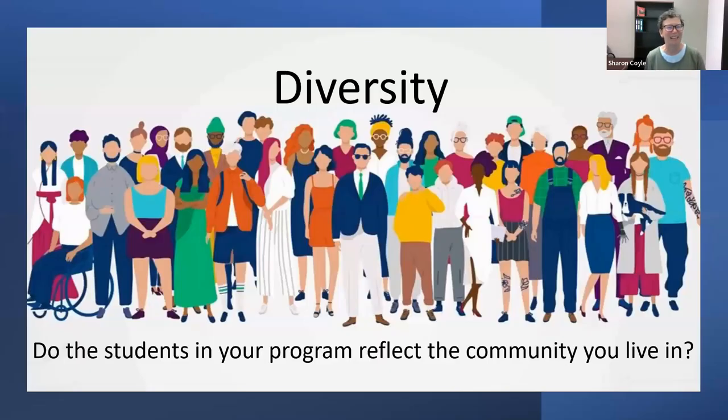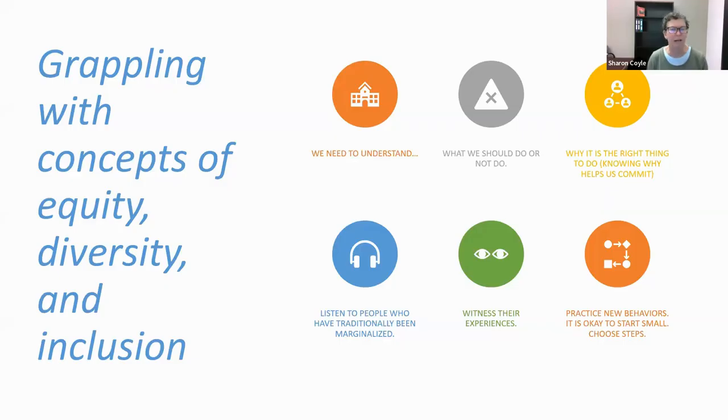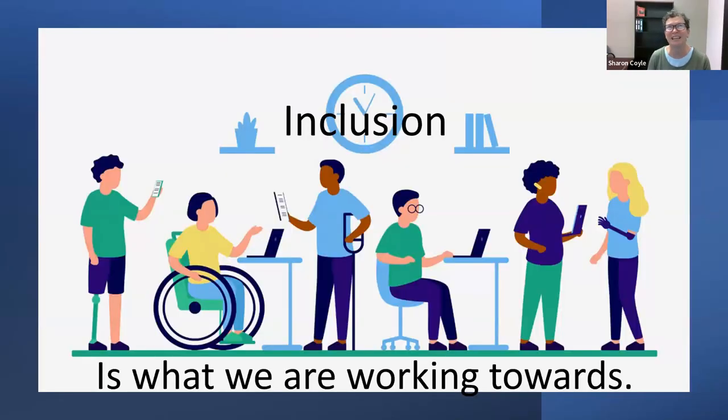But anyway, okay, diversity. A really easy way to wrap your head around the concept of diversity is to think about whether the students in your program reflect the community you live in. If the answer to that is yes, then you're probably doing pretty well in diversity. But diversity is really the first step. Once you get them into your program, how are you making sure that they're really part of what's going on, and that they're supported? If there's no inclusion going on, then there's no perseverance. It's difficult for people to keep going.